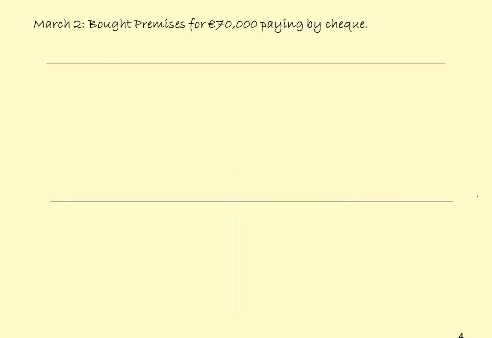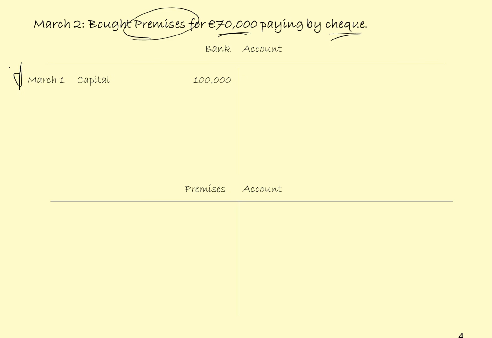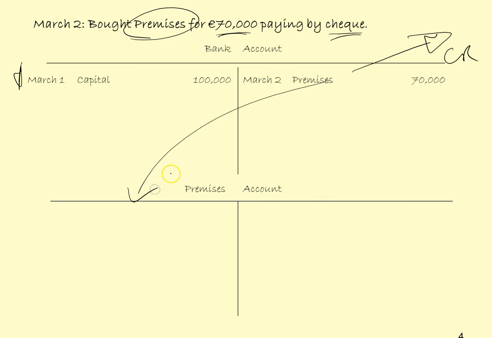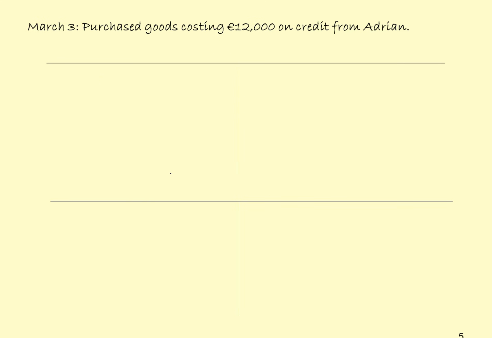March the 2nd, bought premises for 70,000, paying by cheque. Paying by cheque implies the money came out of the bank. We already have a bank account, but we now need to open up a premises account. So if you look at your bank account, you can see there's a transaction already on it, and we'll open up a premises account. The money's coming out of the bank, so we will credit the bank. March the 2nd, premises 70,000, and the double entry will be, we will debit the premises. March the 2nd, bank 70,000.